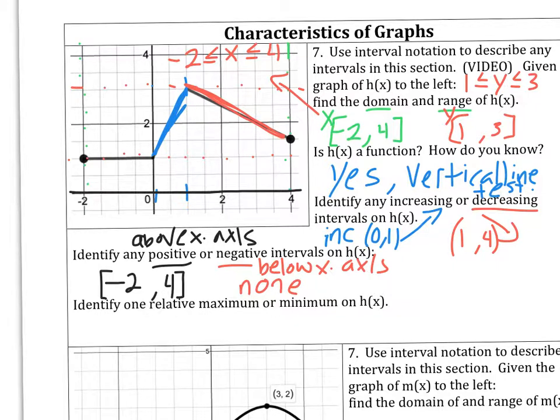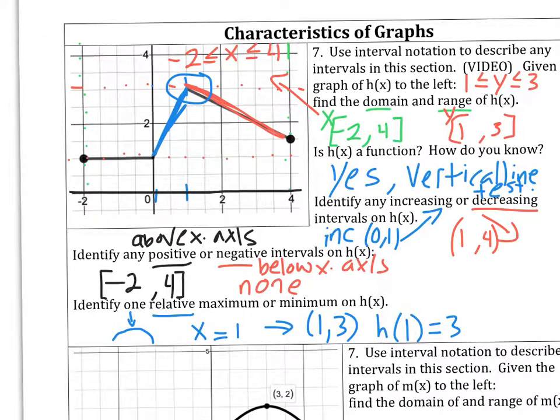To identify one relative maximum or minimum on h of x, we know that relative just means the highest in an area. We're looking for something that looks like this, where we have some kind of a peak surrounded by lower things. That looks like here. So we're looking at x equals 1, and that point, if you wanted to write that, would be at (1, 3). It would also have a value of 3. You could also write this as h of 1 is equal to 3.